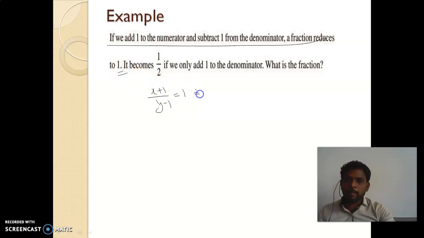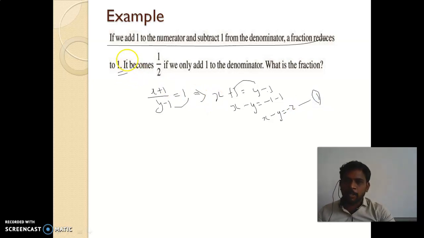Then if you make a cross multiplication, what will happen? x plus 1 equal to, cross multiplying with 1, 1 into y minus 1. Bring y to the left hand side, so it becomes x minus y equal to, minus 1 here, and transposing the 1 to that side, it also becomes minus 1. So x minus y equal to minus 1 minus 1, which is minus 2. So that is equation number 1 according to the first information.